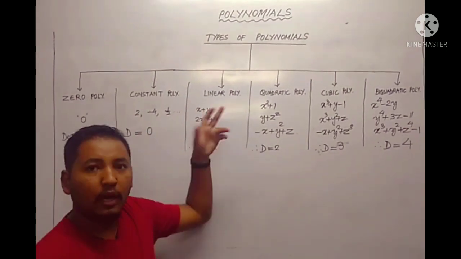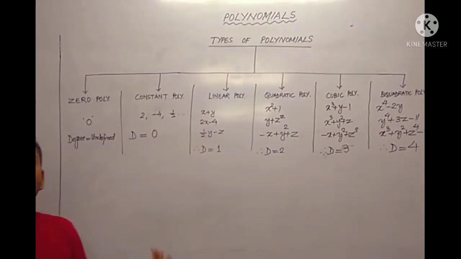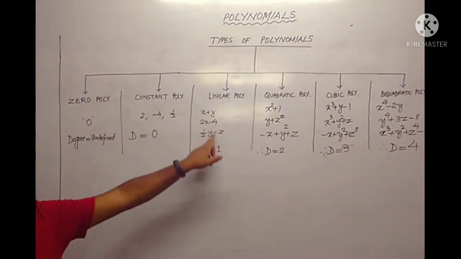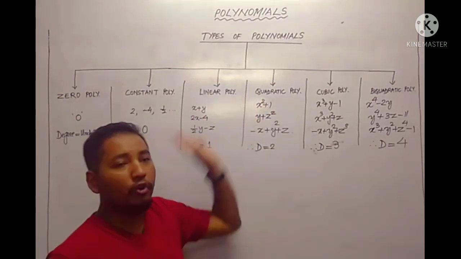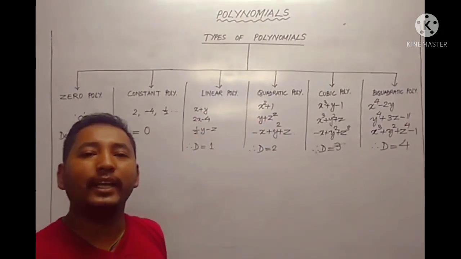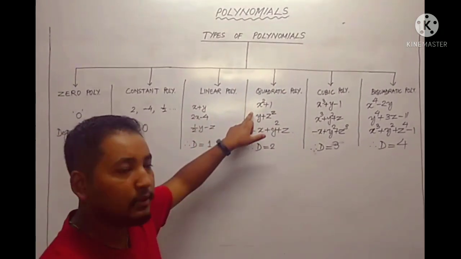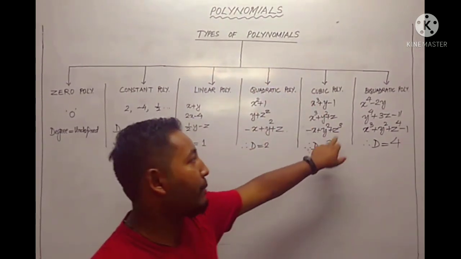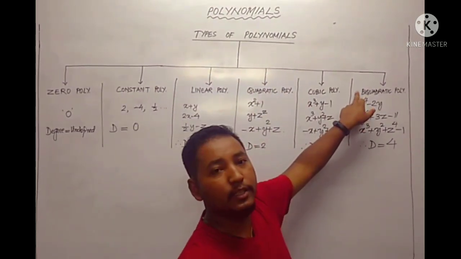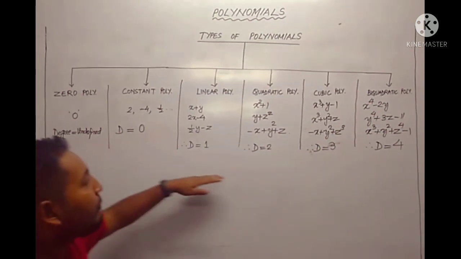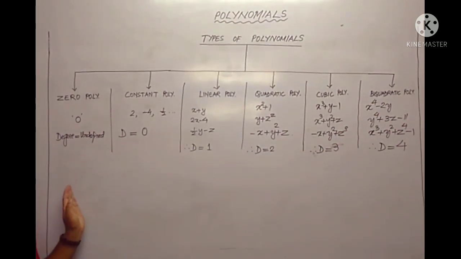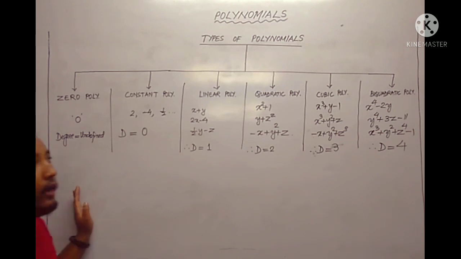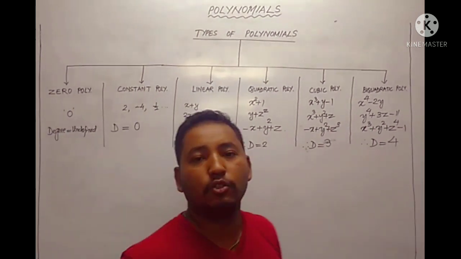Linear polynomial, a polynomial whose degree is 1. See the example. Quadratic polynomial, a polynomial whose degree is 2. You can check out the examples. Cubic polynomial whose degree is 3. And biquadratic polynomial whose degree is 4. So these are some basic and important types of polynomials. Alright, now let us move on to the next topic.